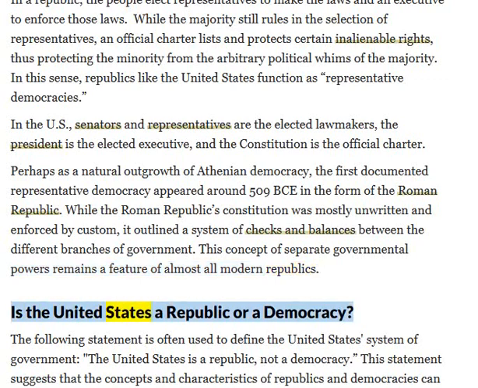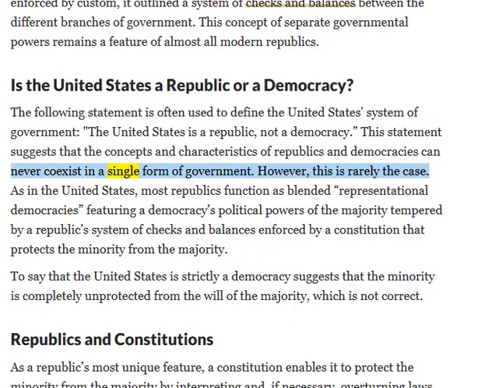Is the United States a republic or a democracy? The following statement is often used to define the United States system of government: "The United States is a republic, not a democracy." This statement suggests that the concepts and characteristics of republics and democracies can never coexist in a single form of government. However, this is rarely the case.